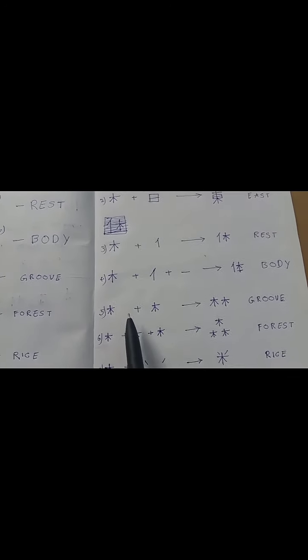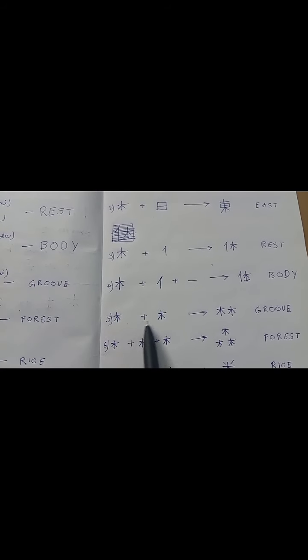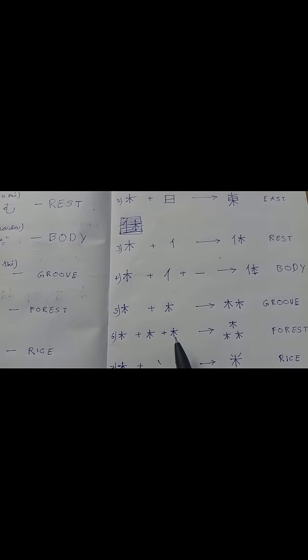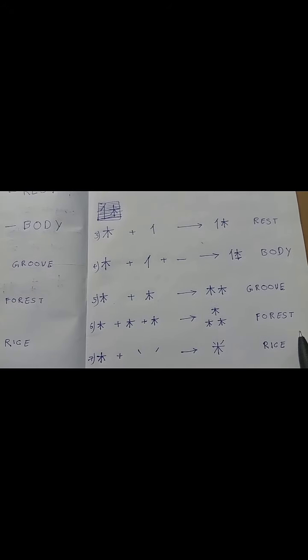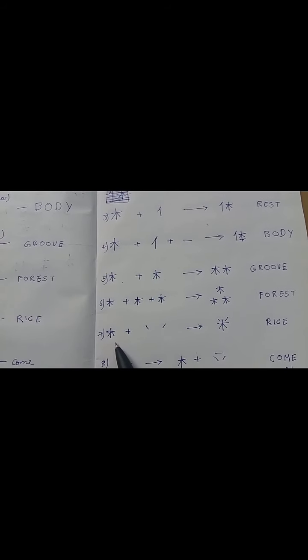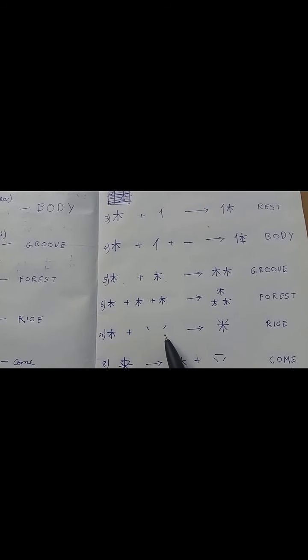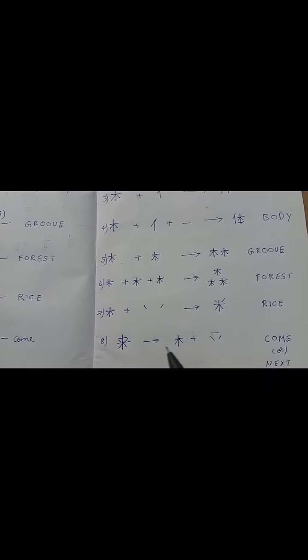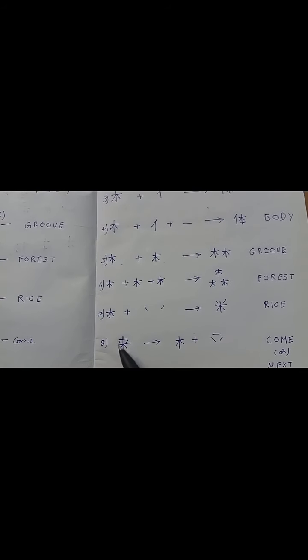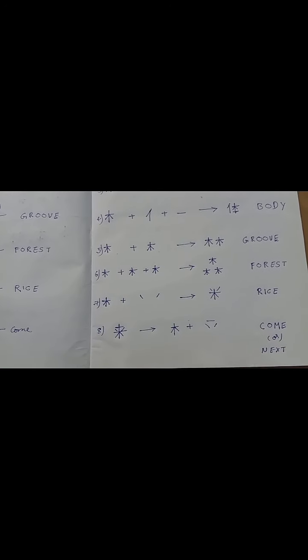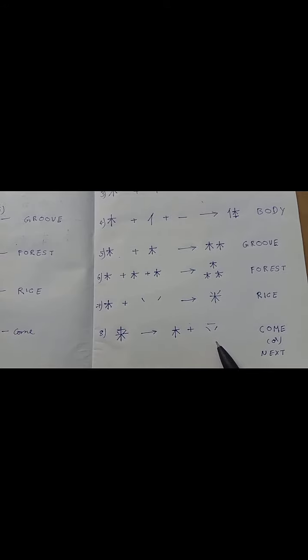The next, if you add 2 tree symbols, it will become grove. In a similar way, if you add one more tree to the grove, it will become forest. And if you take tree along with 2 dotted symbols, it will become rice. And if you add one more dash to the above, then it will become come or next. Its actual pronunciation is kuru.